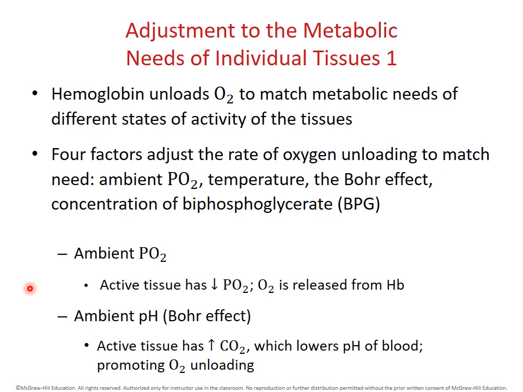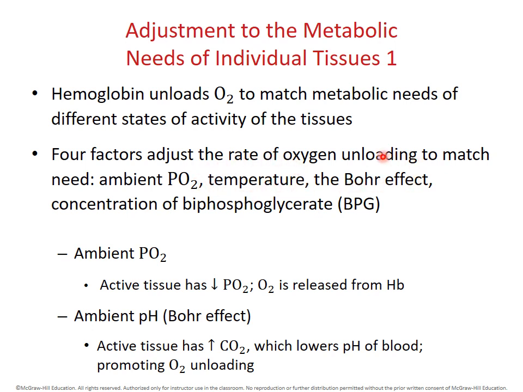We've already seen that the PO2 of the environment affects the hemoglobin's affinity for oxygen. That basically was the oxyhemoglobin dissociation curve. That S-shaped curve showed us that the PO2 on the x-axis affected the percent saturation on the y-axis. And so that's what we mean by ambient PO2 here, just the basic oxyhemoglobin dissociation curve. But there are other factors that affect it. The temperature of the body will affect the affinity of hemoglobin for oxygen.